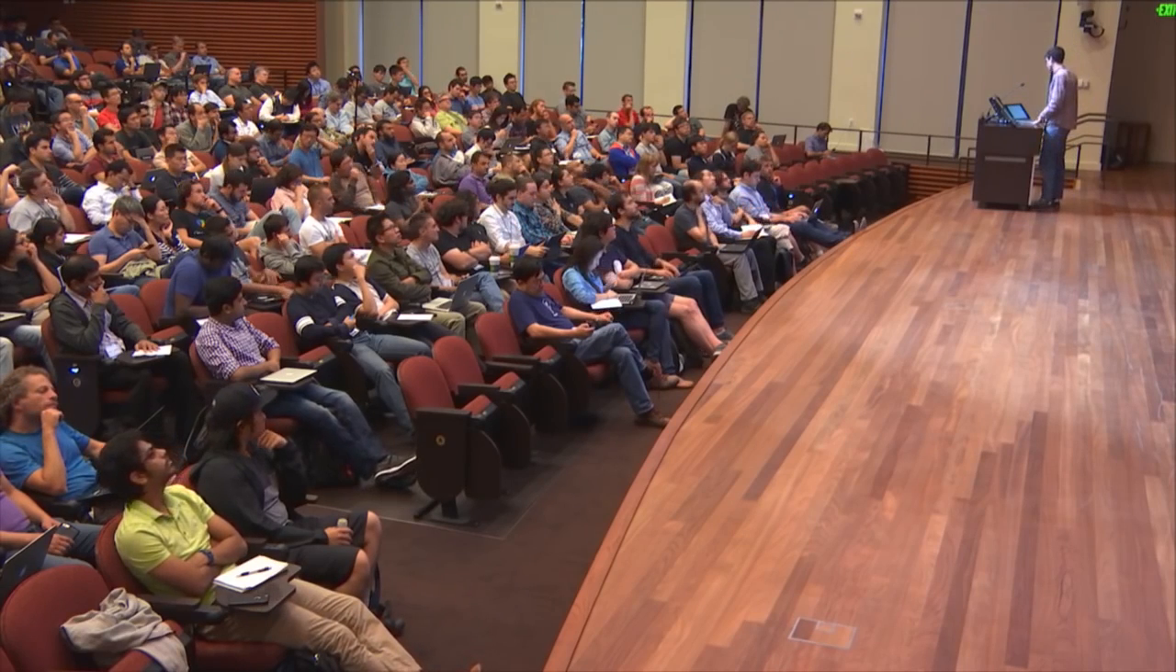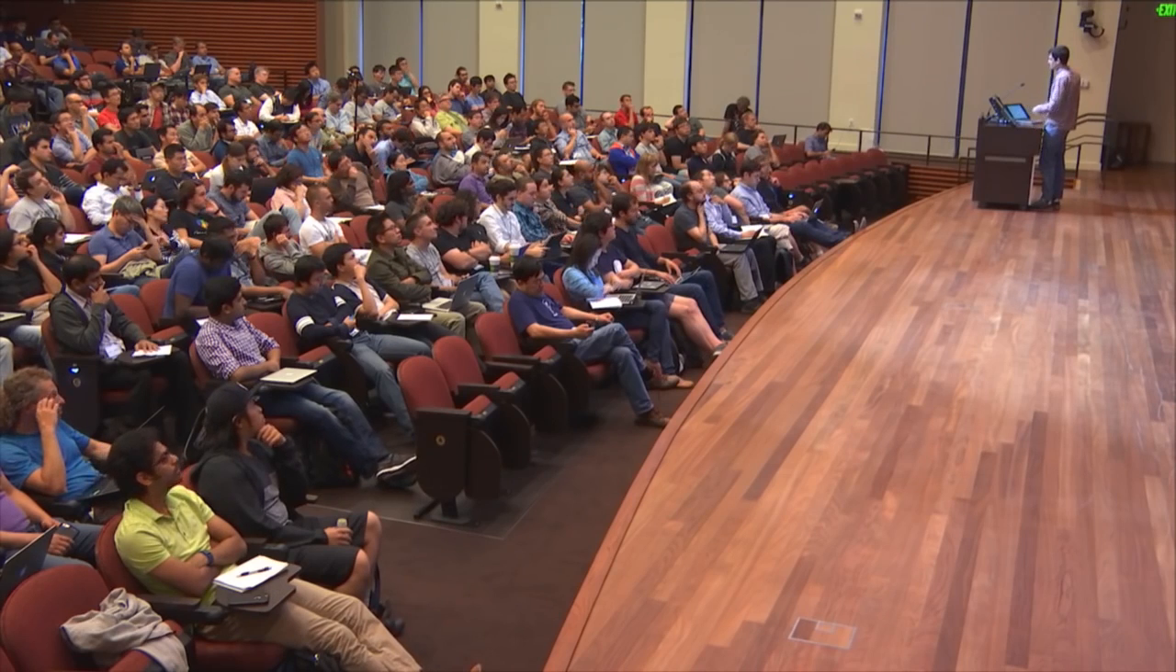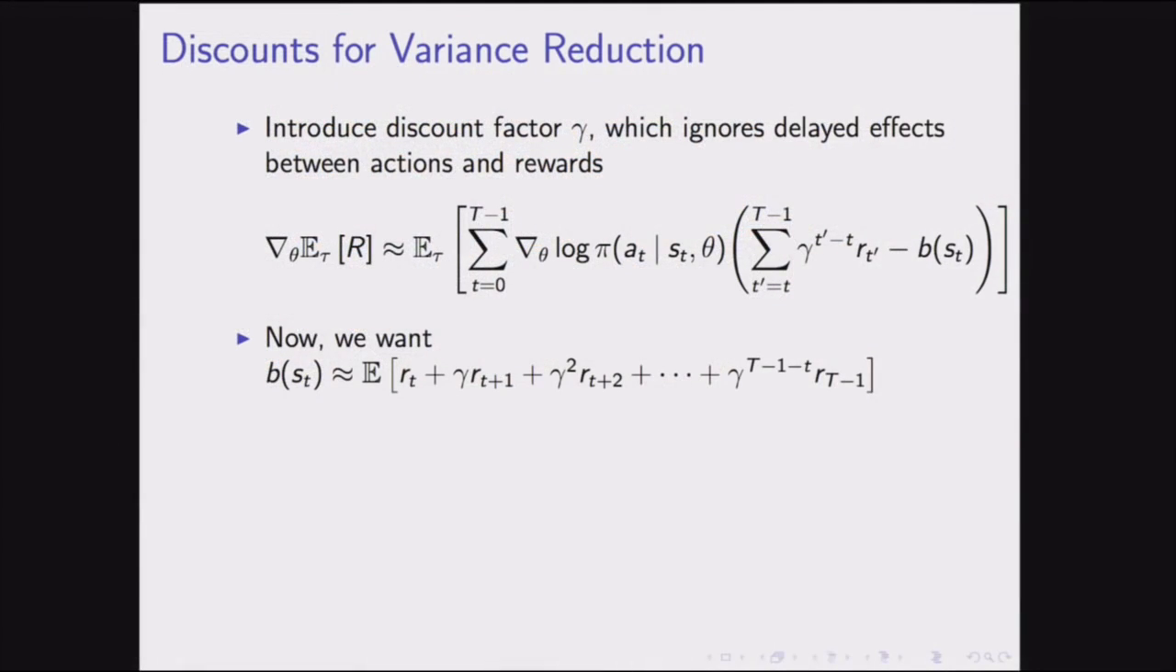That's the intuition. Now, instead of taking the baseline to be the expected sum of future rewards, we want to do a discounted sum. So now we're measuring if the action was better than expected according to the discounted sum.